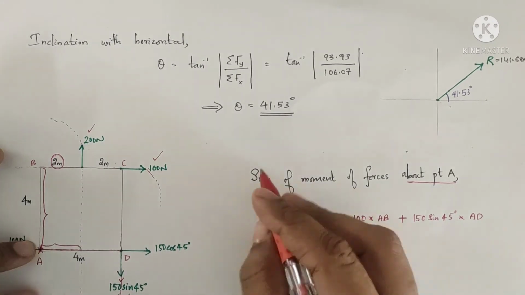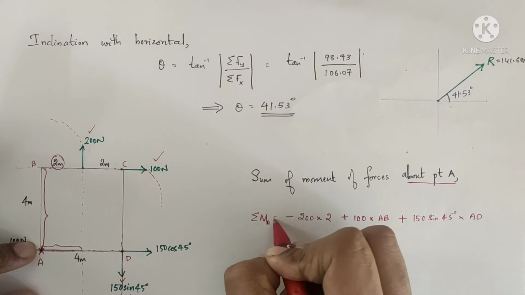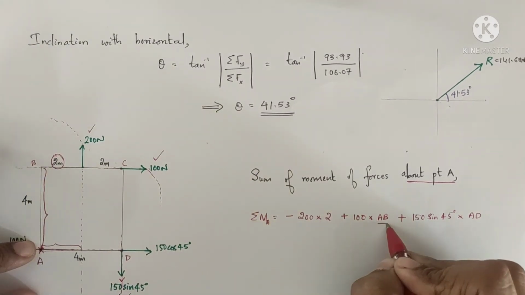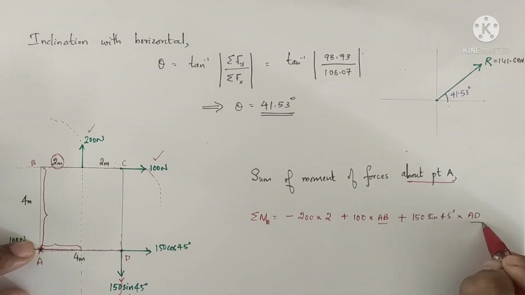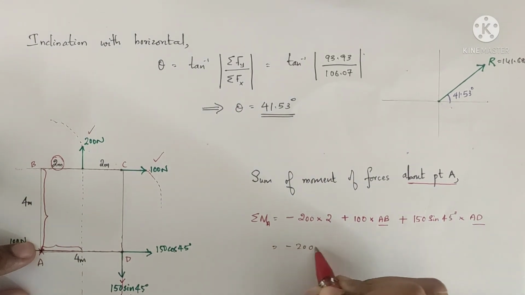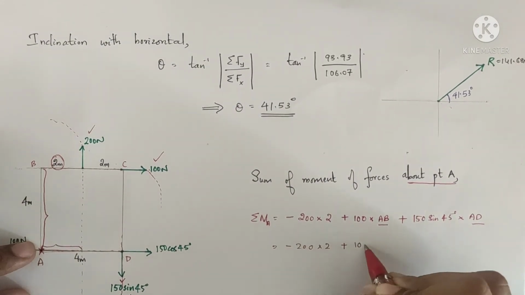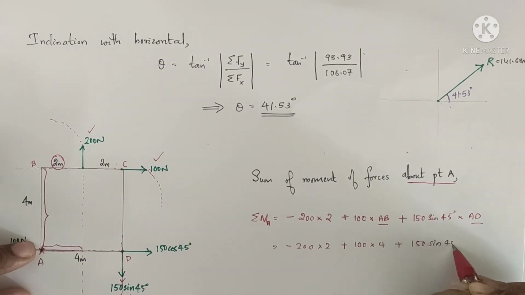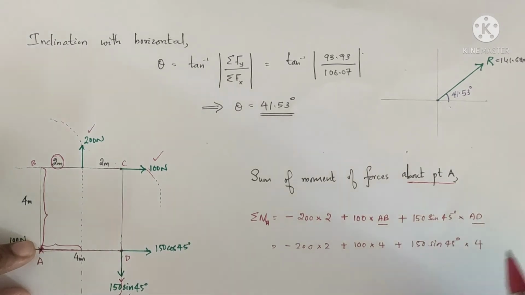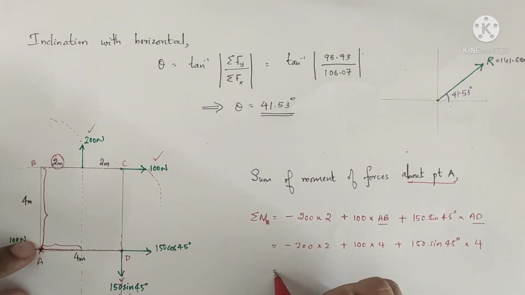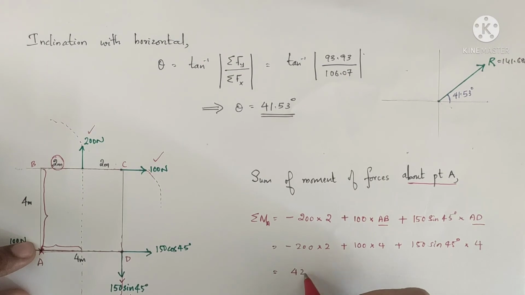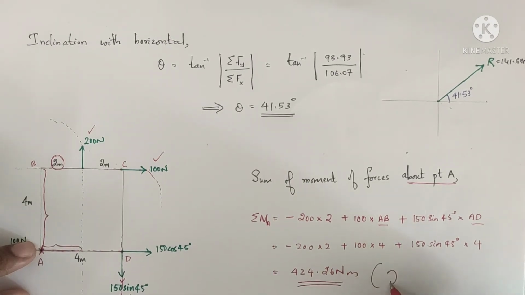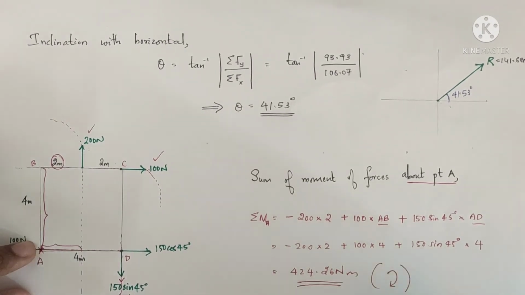That is the moment sigma MA is equal to, right? So AB distance is 4 meter, AD distance is also 4 meter. So that is minus 200 into 2 plus 100 into 4 plus 150 sine 45 degree into AD distance, is also 4 meter. Calculate the value for sigma MA: 424.26 Newton meter. And it's positive, which indicates the sigma MA is acting in the clockwise direction.